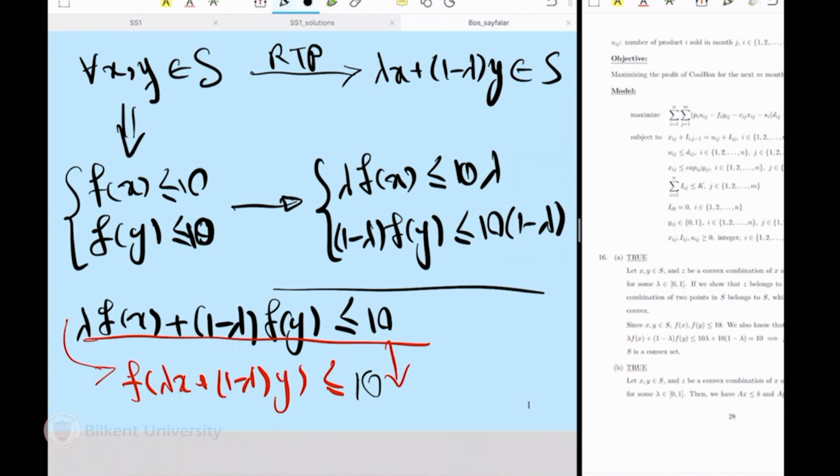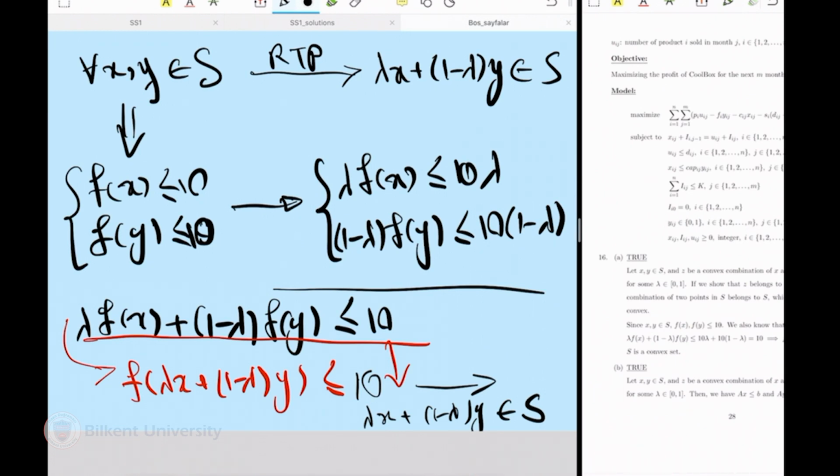This is the definition of the set S. Whatever point has f of it less than or equal to 10, that point exists in S. So from here, I can conclude that lambda x plus 1 minus lambda y is inside S, and I have the right-hand side at the top, which means that S is convex. So in the exam, if it's asking to show something is convex, you need to go through this procedure. You need to start from two arbitrary points in the set and show that the convex combination of those points for all lambdas between 0 and 1 is still in the set.